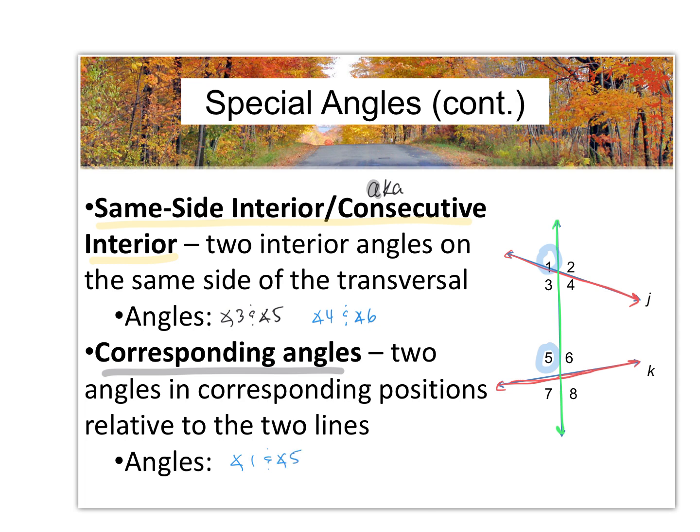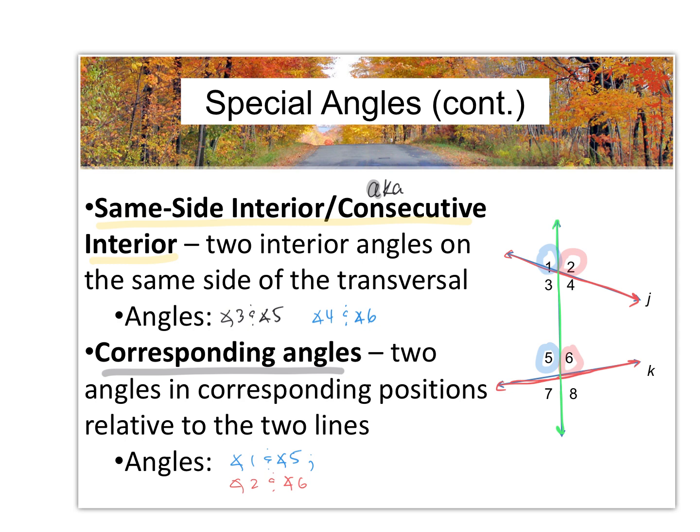They're on the top of their respective lines, J and K, and they're on the left side of the transversal. So following that, another pair of corresponding angles would be, for example, angle 2 and angle 6. And why would that be? Well, because angle 2 and angle 6 are both on top of the lines, J and K, the red lines, and they're on the right of the transversal.